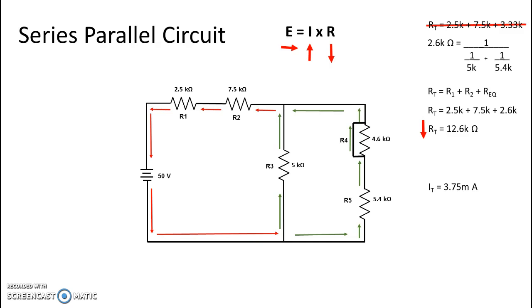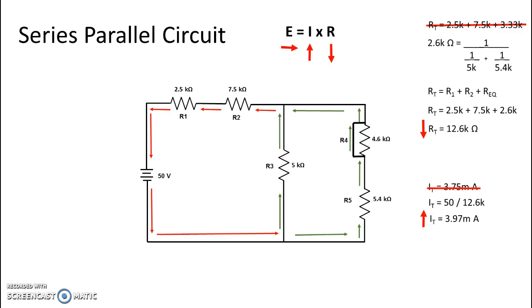Now, let's look at total current. So we did have 3.75 milliamps. That's when everything is working. And of course, we don't have that now. We take our voltage divided by our new ohmic value, and we get our new current of 3.97 milliamps. And that is indeed higher than 3.75 milliamps, so it went up.